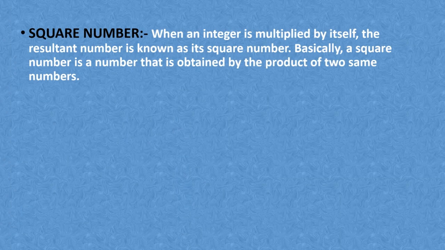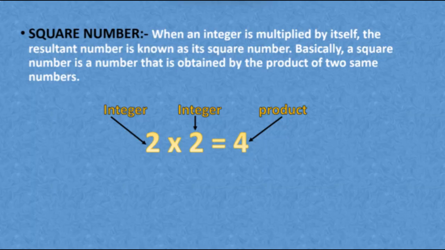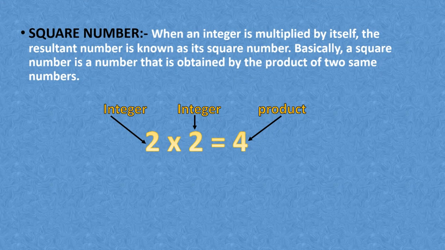Square number. When an integer is multiplied by itself, the resultant number is known as its square number. Basically, a square number is a number that is obtained by the product of two same numbers. For example, 2 multiplied by 2 is equal to 4, where 2 is an integer and the same number.